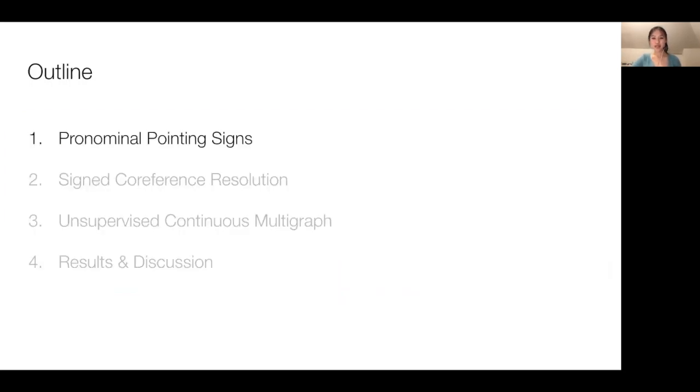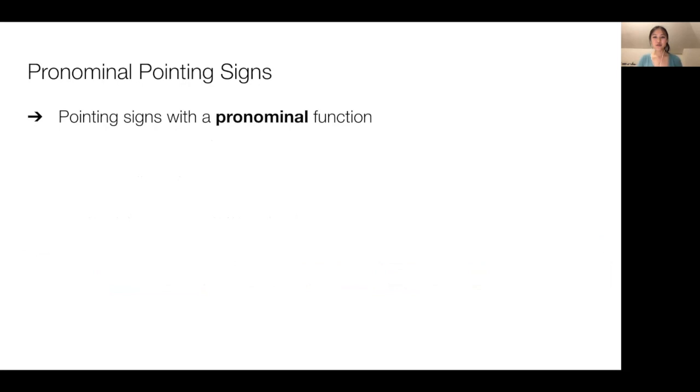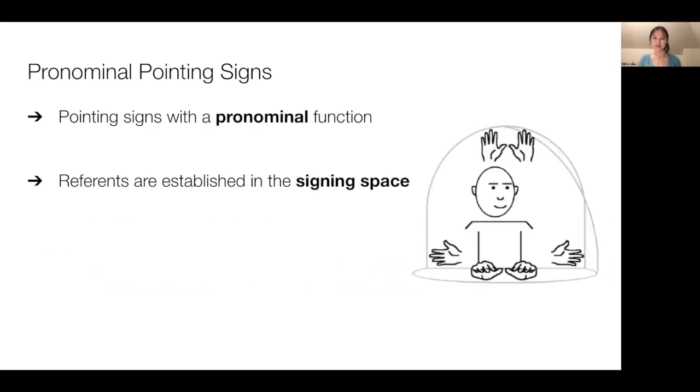I will begin by presenting how coreference is established in signed languages through pronominal pointing signs. Sign linguists generally recognize the existence of signs that serve a function similar to that of pronouns in various signed languages. Reference of pronominal signs are often established in the signing space, which is the three-dimensional space in front of the signer that is used to produce signs.